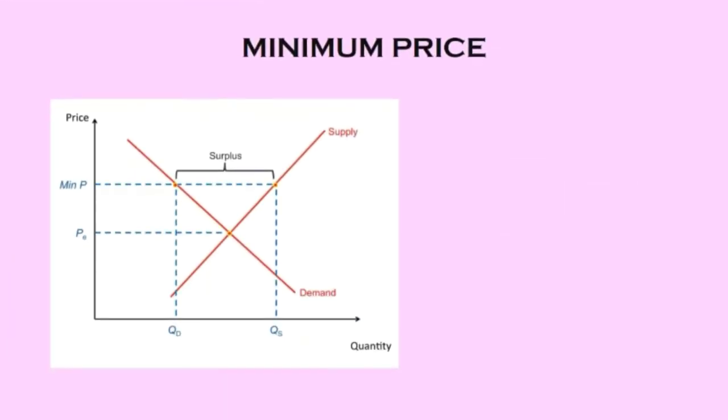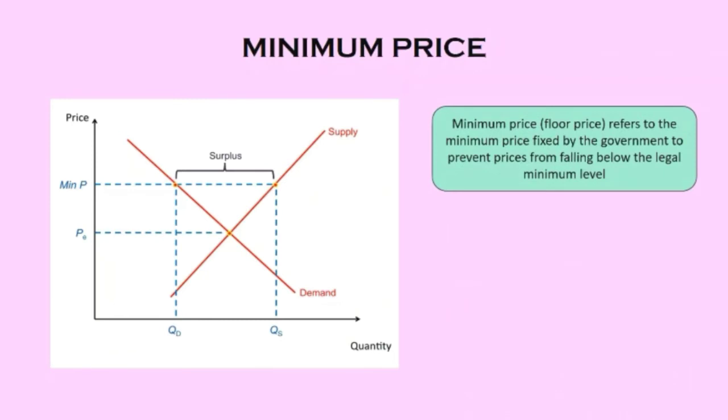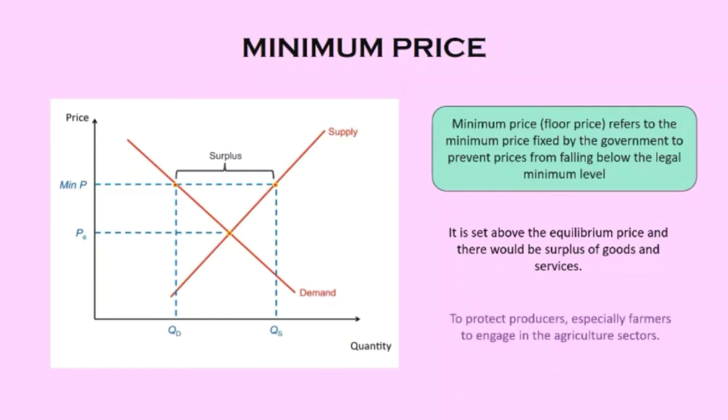The second intervention of government in the market is minimum price. Minimum price refers to the minimum price fixed by the government to prevent prices from falling below the legal minimum level. Minimum price is set above the equilibrium price and there would be surplus of goods and services. Minimum price is set to protect producers, especially farmers engaged in the agriculture sector.